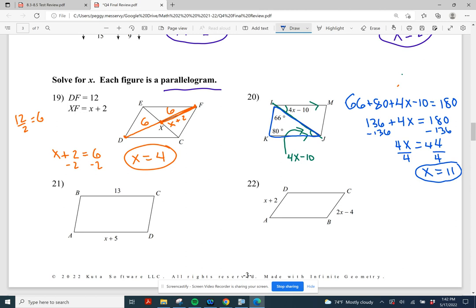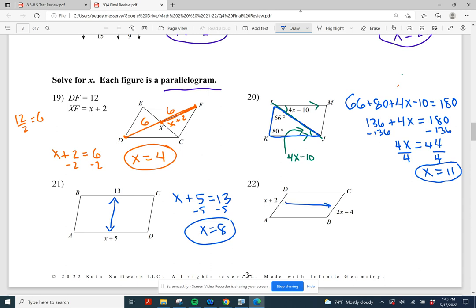Okay, the last two are super simple. If we remember that opposite sides of a parallelogram have to be congruent, so those two sides are equal length. Congruent means equal length when we're talking about line segments. So x plus 5 has to equal 13. We'll subtract a 5 from both sides and come up with x equals 8. Okay, last one.